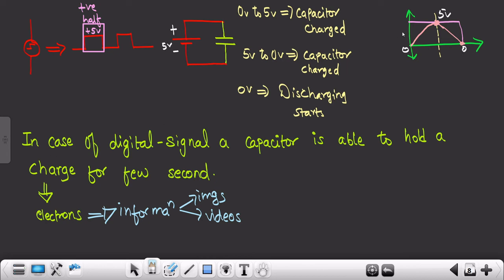Again I am repeating: in the case of analog electronics, the capacitor was charging and discharging very quickly. But in the case of a digital signal, the capacitor charges as soon as we provide this 5 volts, this digital signal. And from 5 volts to 0 volts, the charge on the capacitor is stable, but in the case of an analog signal it was decreasing quickly. I hope you're getting my point. But as soon as this waveform attains 0 volts, the capacitor will start to discharge.